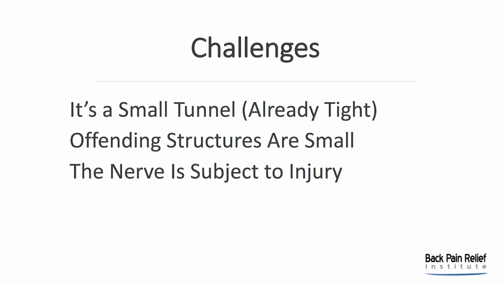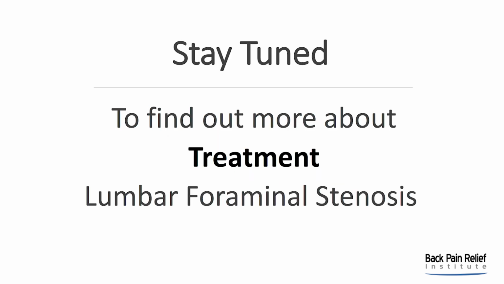Also, the offending structures that we've seen are relatively small. Just maybe a small disc herniation or a small spur, even some overgrowth of the facet capsule, all relatively small problems. But the nerve is subject to injury as well. So sometimes if you put an instrument in to actually decompress the nerve, it can, at least momentarily, contribute to the problem. So these are some of the challenges when thinking about solving foraminal stenosis. Stay tuned to find out more about the treatment of lumbar foraminal stenosis in the next video.